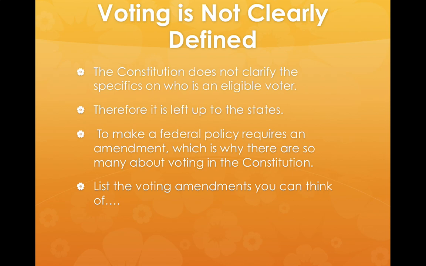So the Constitution does not clarify the specifics, therefore it is left up to the states. If the government, the federal government I should say, wants to really define anything about voting, they have to make a constitutional amendment, which is why there are so many amendments in the Constitution that are about voting. Take a minute and try to think of the voting amendments that you can list.